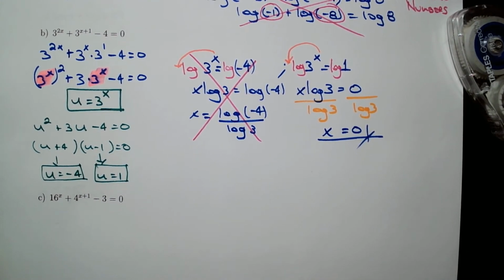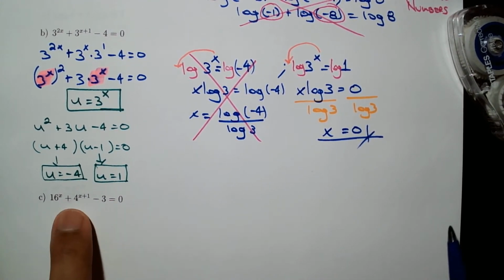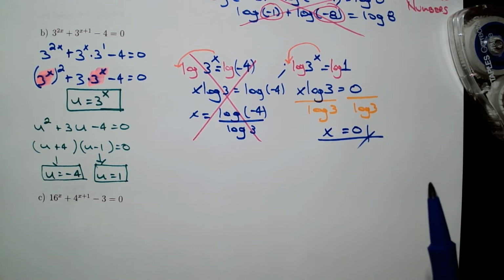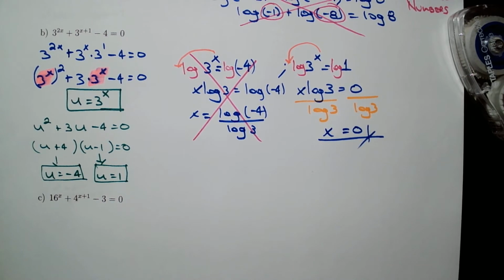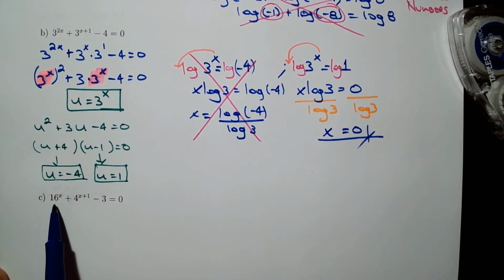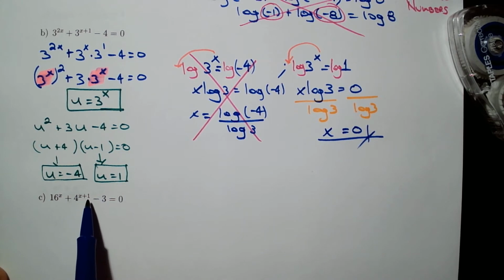All right, let's do another example, which is a little bit similar, but with some very interesting differences as opposed to the previous example that we just finished. So we have the equation 16 to the x plus 4 to the x plus 1 minus 3.